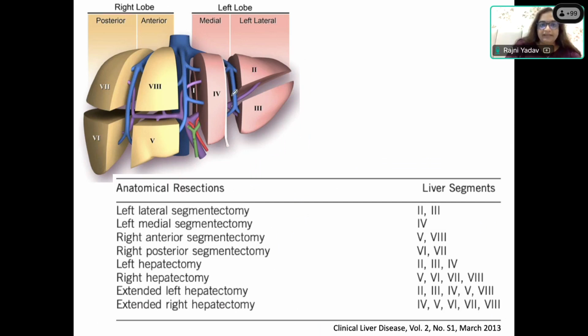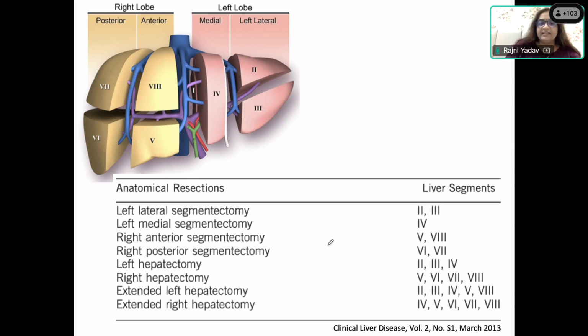The middle hepatic vein divides the liver, so it is in between the right and the left lobe, whereas the right hepatic vein is in between the anterior and the posterior segments. And then the left hepatic vein is between the medial and the lateral segments in the left lobe. And if you see the portal vein, that's the purple one, that divides the upper and the lower segments. Now this is very important for the segmental resections.